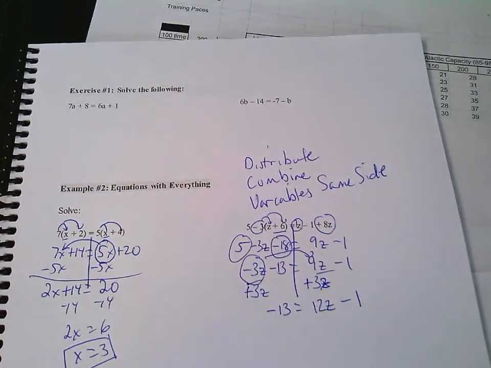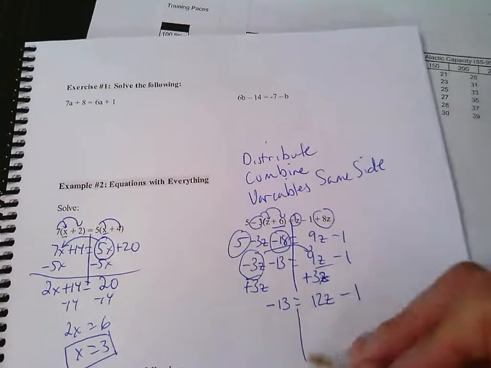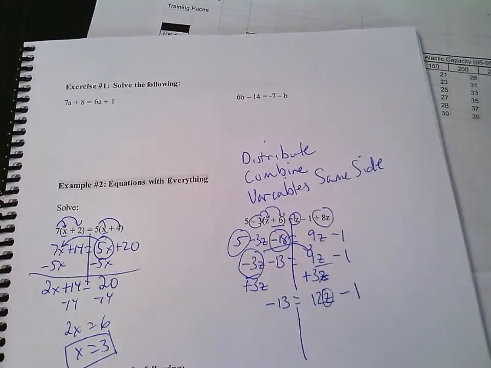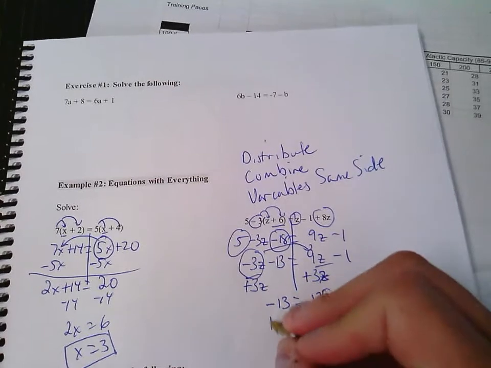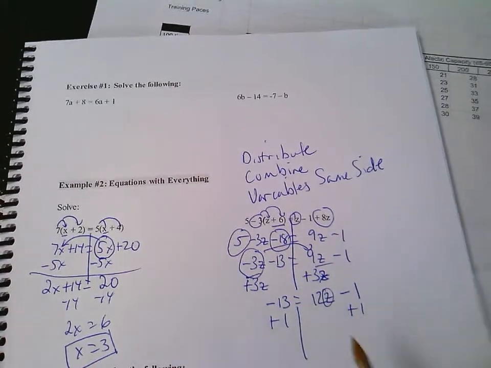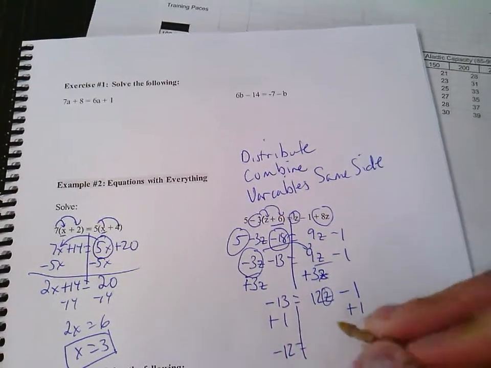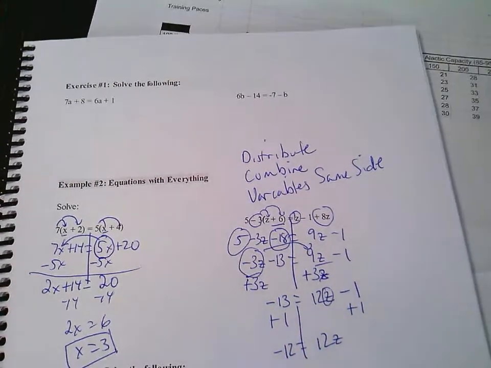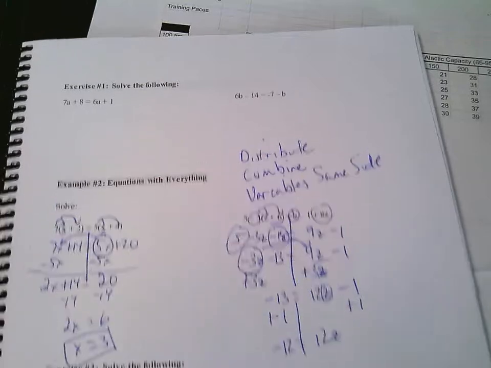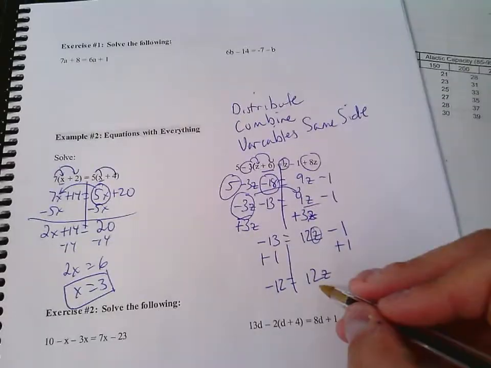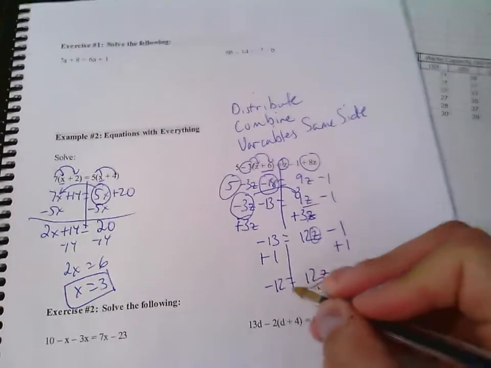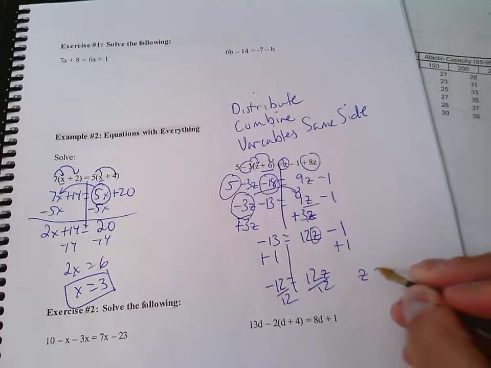Right. And then, see on the right side, so I'm going to add 1. Z alone, so we add the 1. -13 plus 1, I borrow 13, pay back 1. I still owe 12, so it's -12 equals 12z. Okay, these are obviously quite involved steps. And then last step is divide by 12, and we get z is equal to -1.